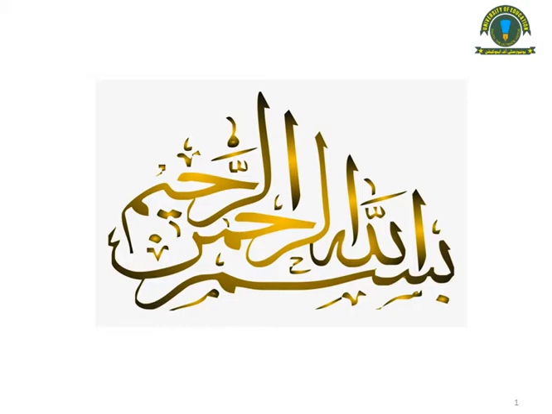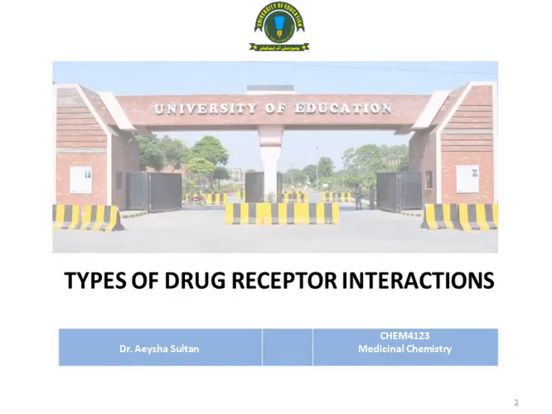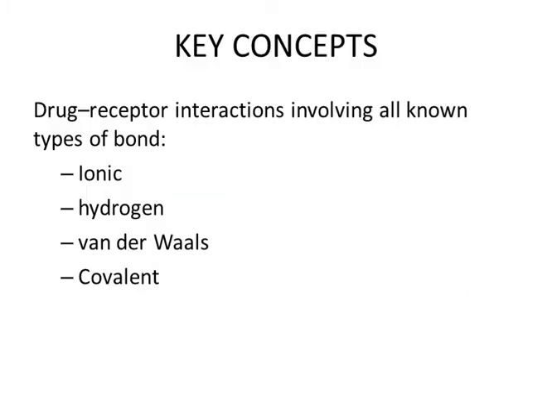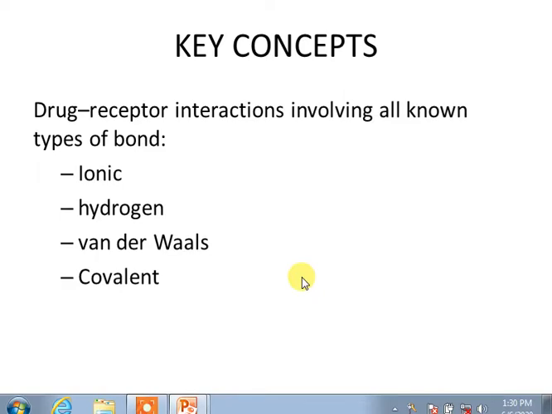So in today's lecture for the course of medicinal chemistry, we shall study about the type of drug receptor interactions. The key concepts which we shall discuss in this lecture are the drug receptor interactions involving all type of known bonds like ionic bond, hydrogen bonding, van der Waals interactions, and the covalent bonding.